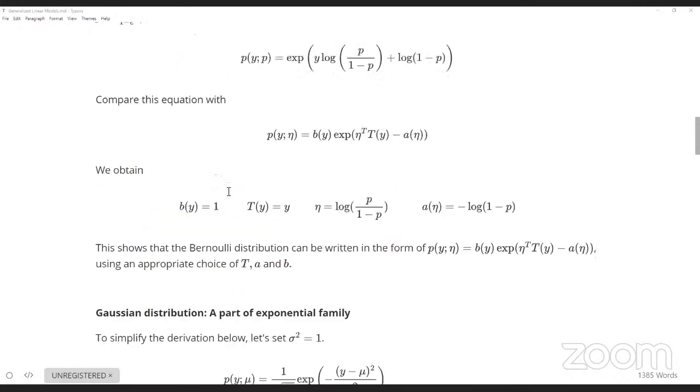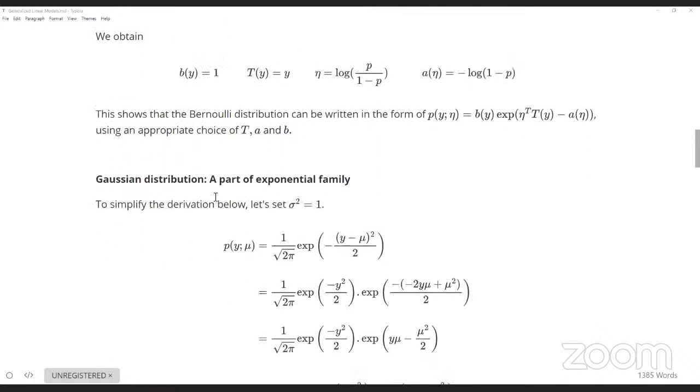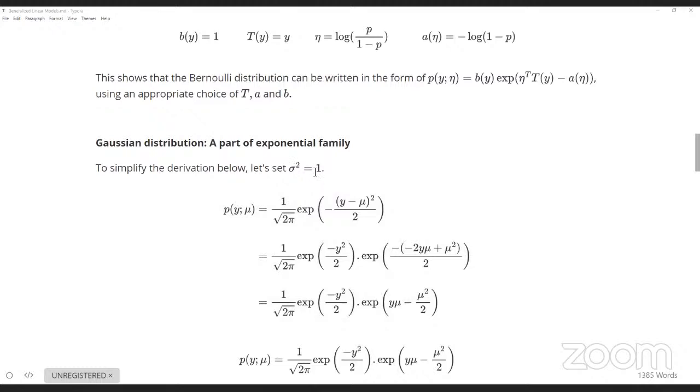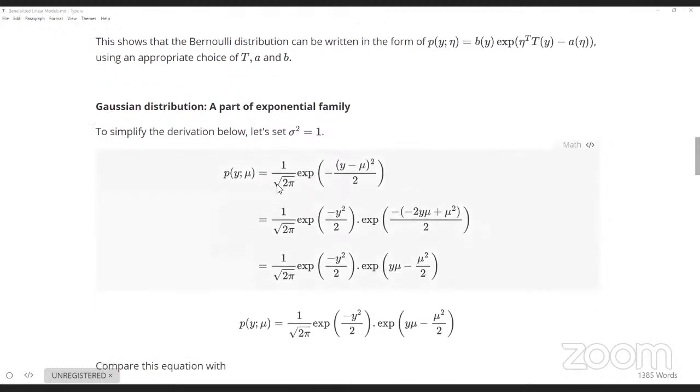Okay, so Bernoulli comes from the exponential family. Now we will check that Gaussian also comes from the exponential family. For the derivation, we have set the standard deviation to 1. So the PDF becomes 1 upon root over 2 pi, e raised to the power of minus (y minus mu) square upon 2 sigma square, where sigma square is 1 here.